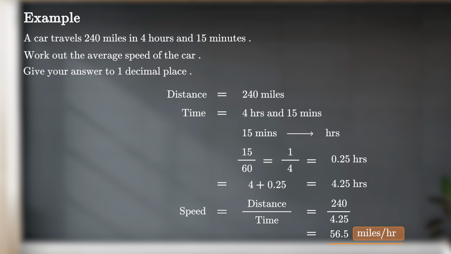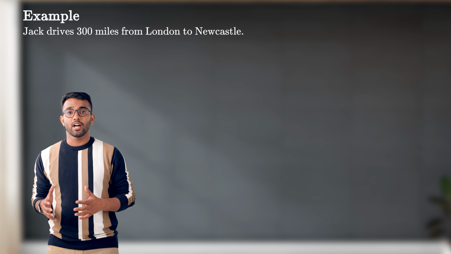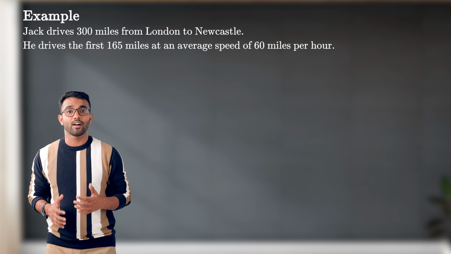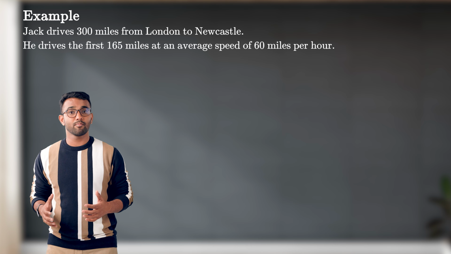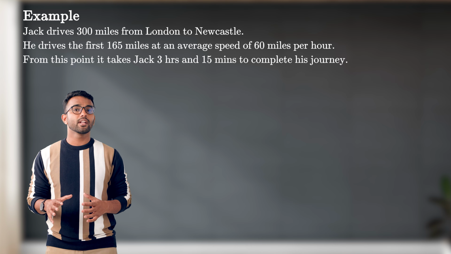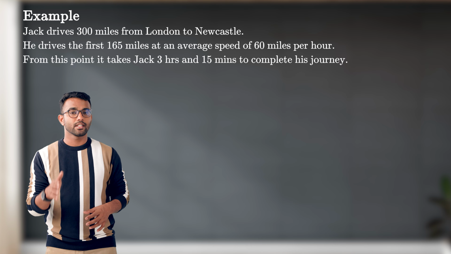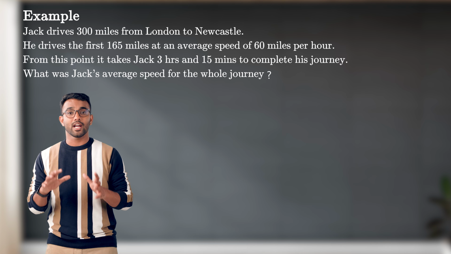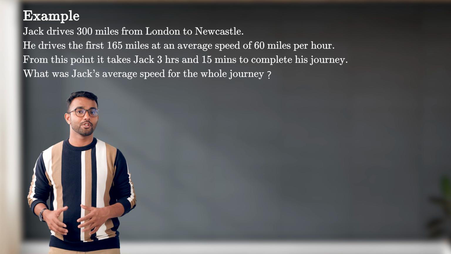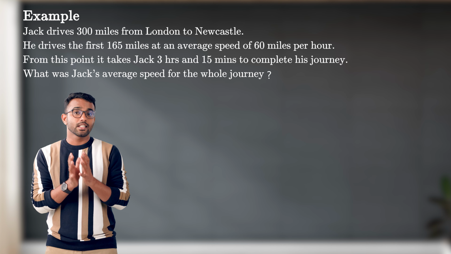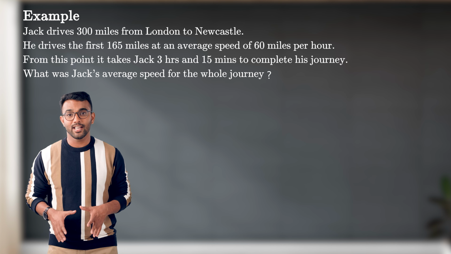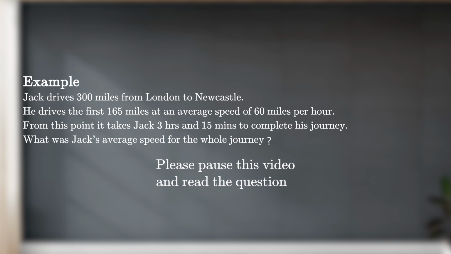Let's look at another example. Jack drives 300 miles from London to Newcastle. He drives the first 165 miles at an average speed of 60 miles per hour. From this point, it takes Jack 3 hours and 15 minutes to complete his journey. What was Jack's average speed for the whole journey? Well, this is slightly more complex than the previous question. Please pause this video and read the question.